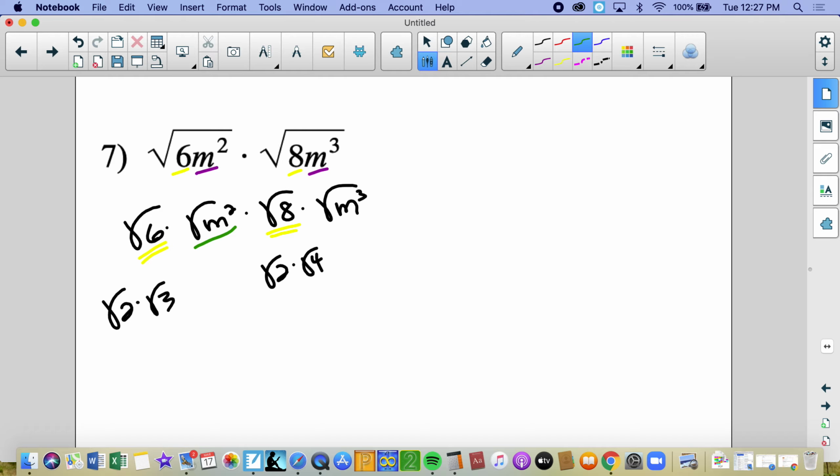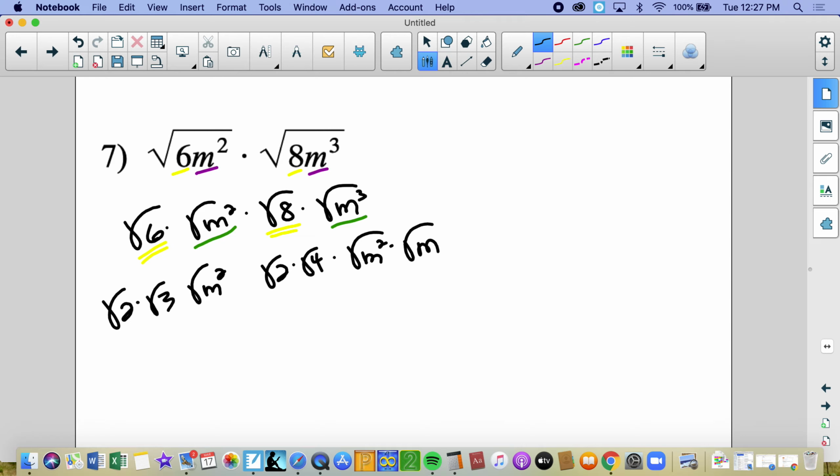And then m to the third, I could break that into m squared. I could match it up with the m squared. There's a lot of different ways of doing that one. But I'm just going to keep it simple. I'm going to leave that as m squared. I'm going to make this m squared times rad m.